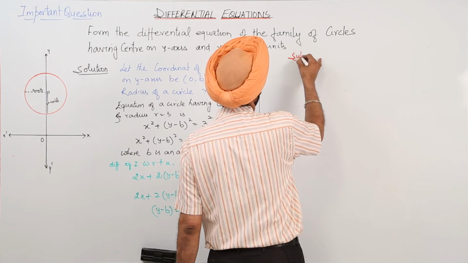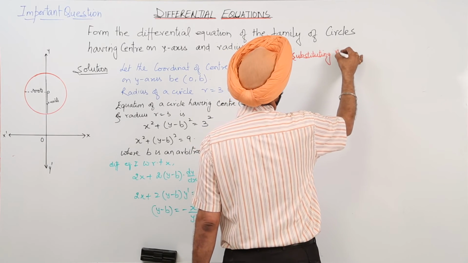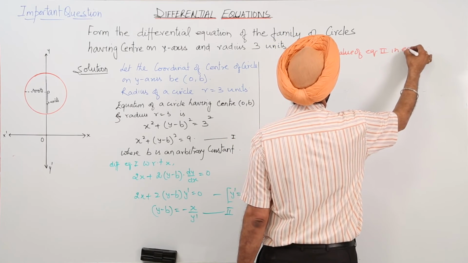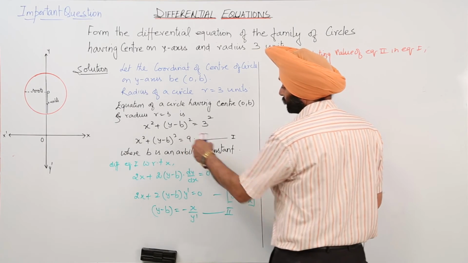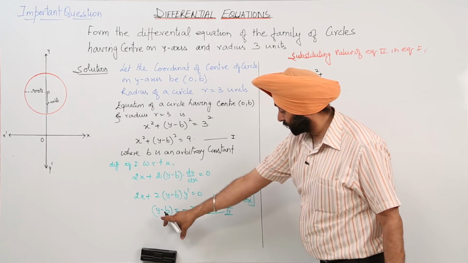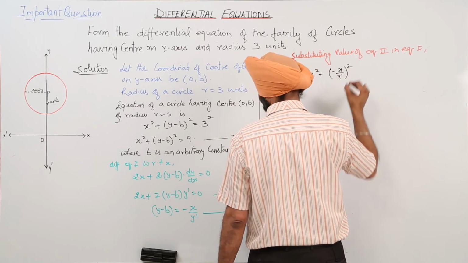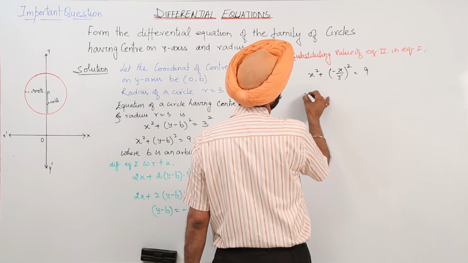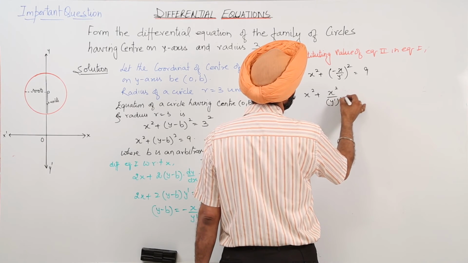Substituting value of equation 2 in equation 1. Now what we are getting? Equation 1 is x square plus (y minus b) whole square, and y minus b is negative of x upon y derivative, whole square is equal to 9. So now this becomes x square plus x square upon y derivative whole square is equal to 9.